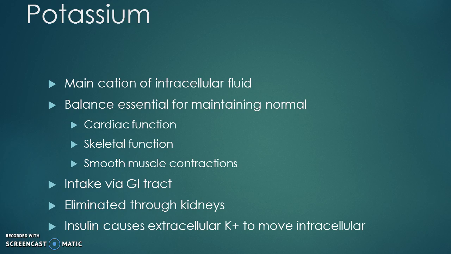Intake is through the GI tract. We have those potassium-rich foods, fruit, dried fruits, vegetables. Also have to watch salt substitutes. We tell our patients don't take a lot of salt in, so they go to the store and they see salt substitutes. Salt substitutes have potassium chloride in it instead of sodium chloride. So they can actually have a hyperkalemia because of the salt substitutes.